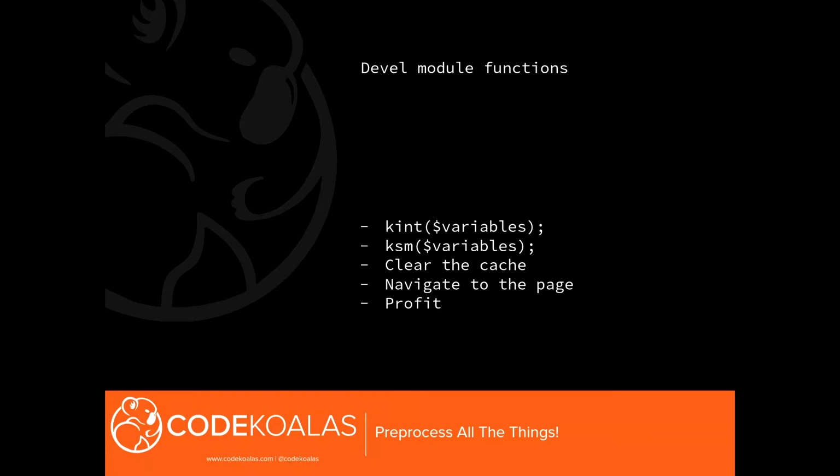So like I said, with the devel module, you would put your variables inside the kint function or the ksm function. Clear the cache. Always clear the cache. It won't work if you don't clear the cache. I'll say it again: the cache needs to be cleared. And you probably all know that. Navigate to the page and you'll profit because you'll see all the variables that you need.